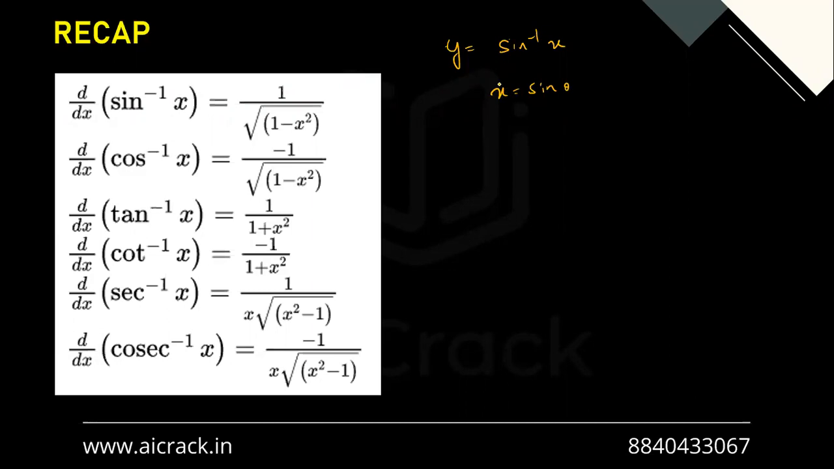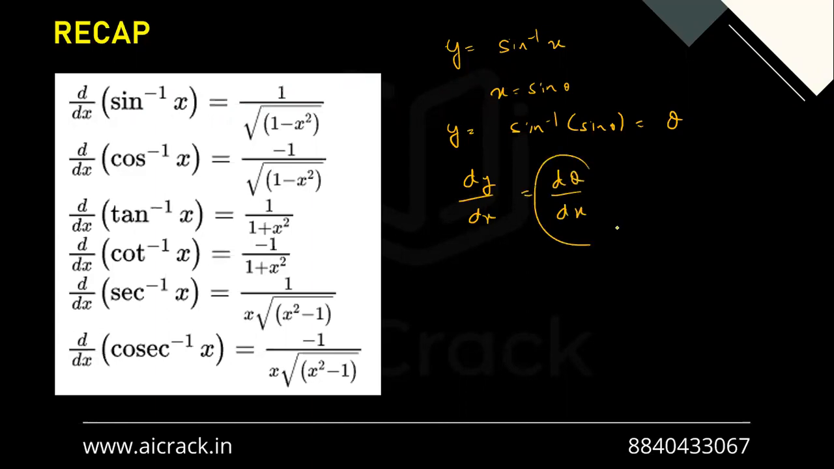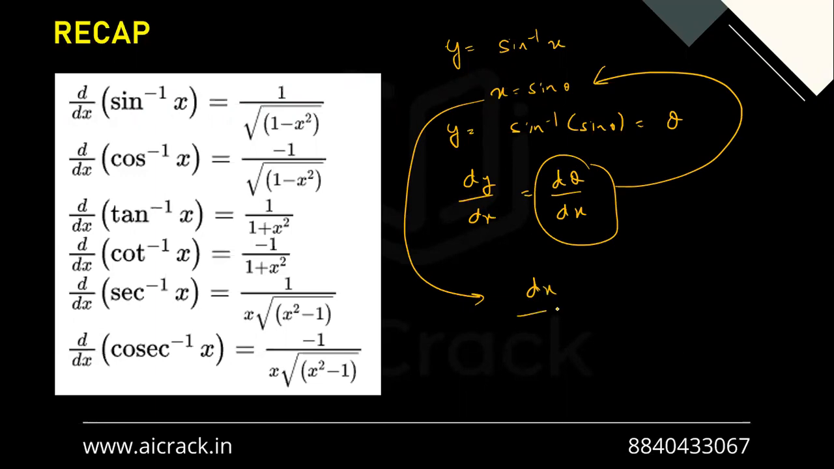Now when I put it over here, I will get y equals sine inverse sine theta. That would be theta only, right? So if I write dy by dx, that would give me d theta by dx. Now we have to find this value. We can get it from here: x equals sine theta, differentiating with respect to theta, dx by d theta we'll get cos theta. So basically d theta by dx would be 1 by cos theta.